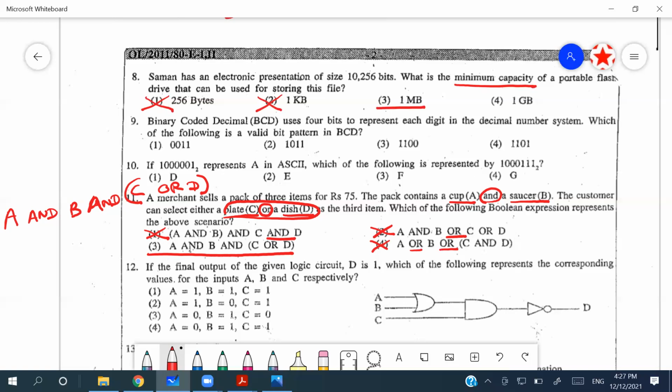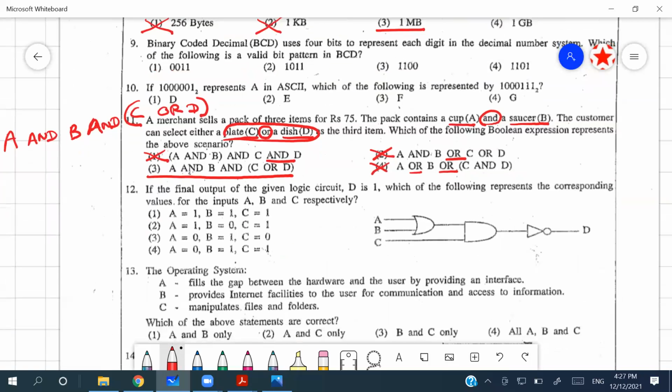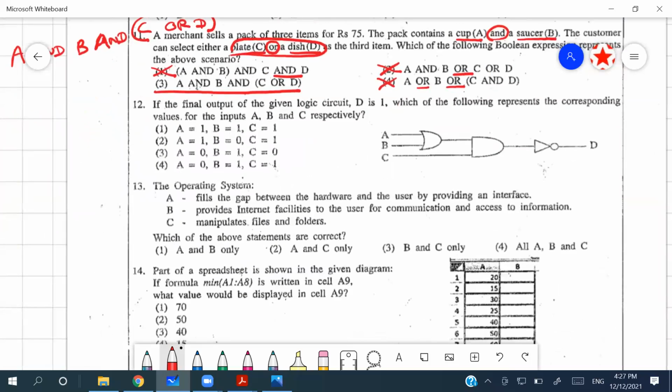Okay, so the 13th, the operating system. They are asking which statements are correct. Fills the gap between the hardware and the user by providing an interface. Yes, of course, that's one of the facilities that is given. Provide internet facilities to the user for communication and access to information.